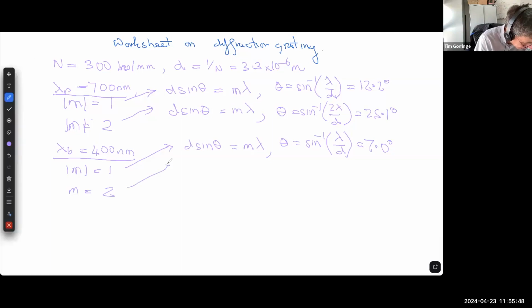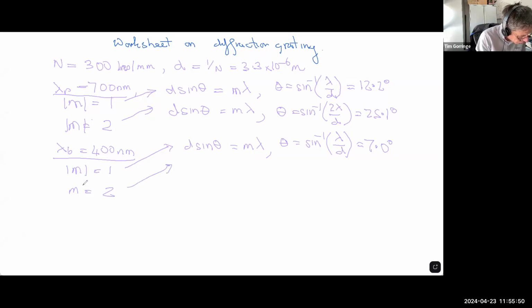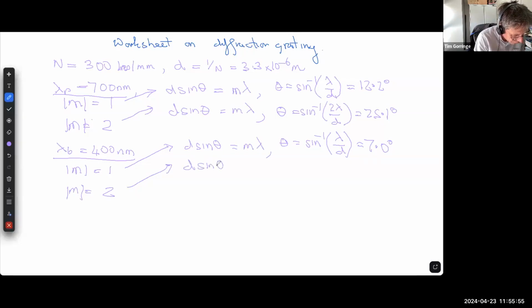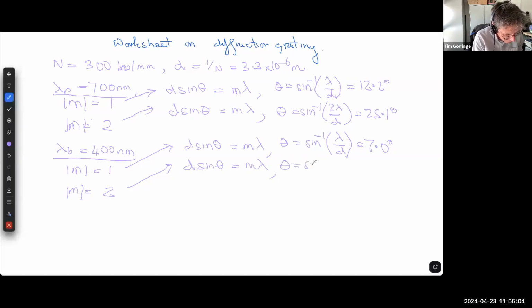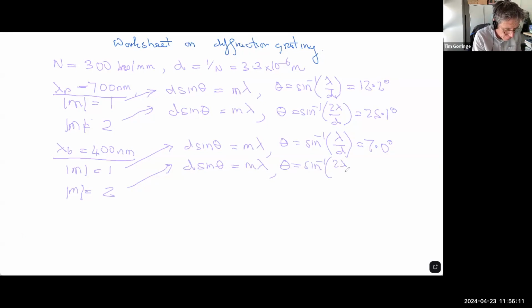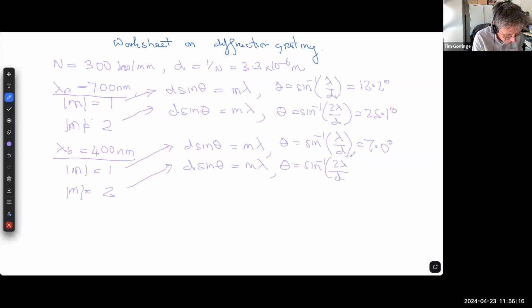I've got to do the same calculation for m equals plus or minus 2. Again, it's all down to this master formula relating the angle to the wavelength and the slit separation. D sine theta equals m lambda. We rearrange for theta. So theta is going to be the inverse sine, this time of 2 lambda, where lambda is the blue light. 2 is because we're thinking about the m equals 2 maximum, divided by d. And I've already calculated this. This came out to be 14 degrees.